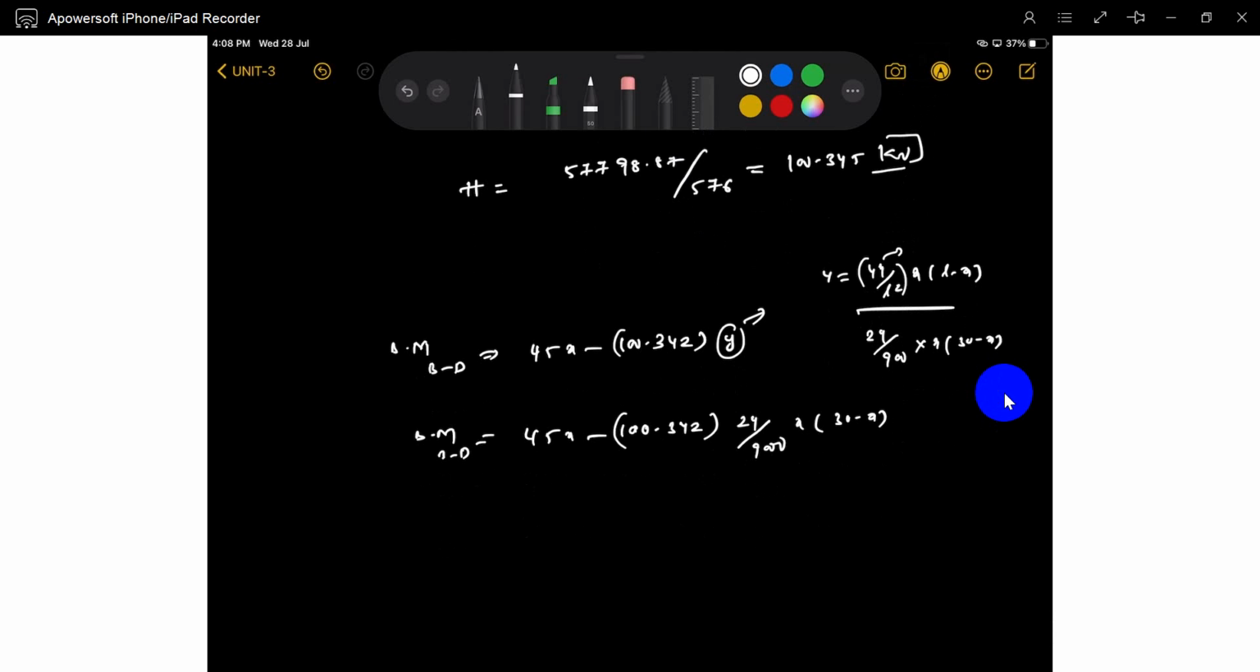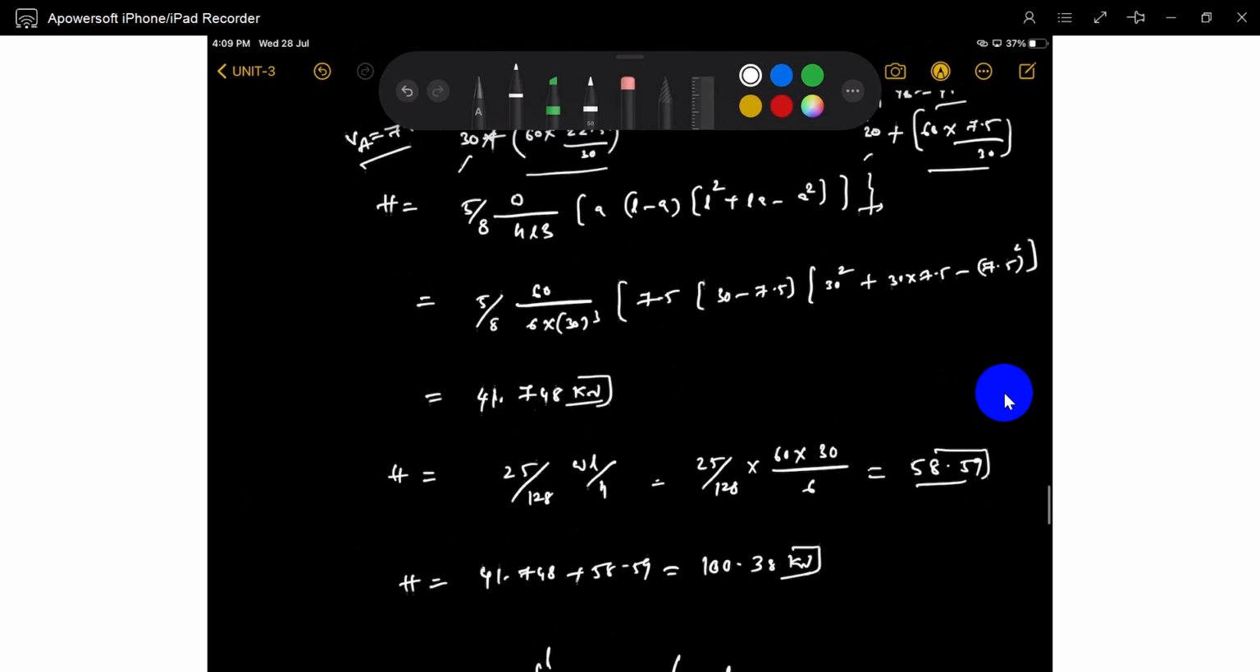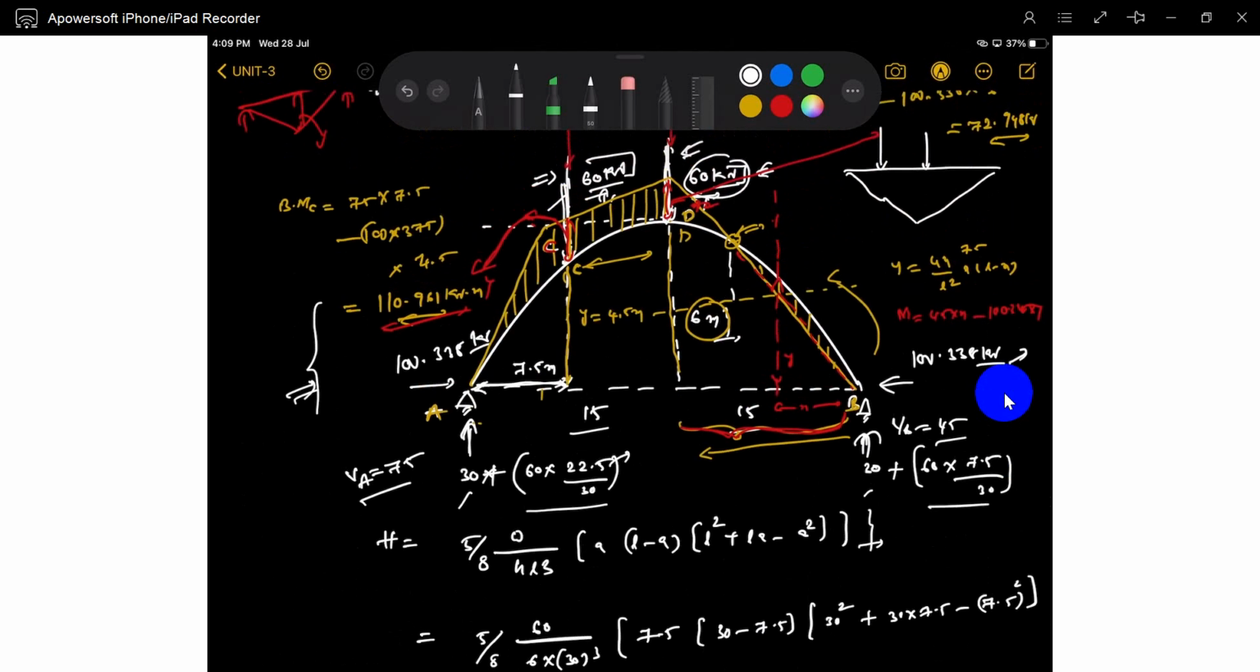You can ask another question also: where is the bending moment 0? Where the bending moment is 0, you can simply equate the equation to 0 and you will get the X value. That is the position from B where the bending moment is 0. You can easily find it out from the diagram.